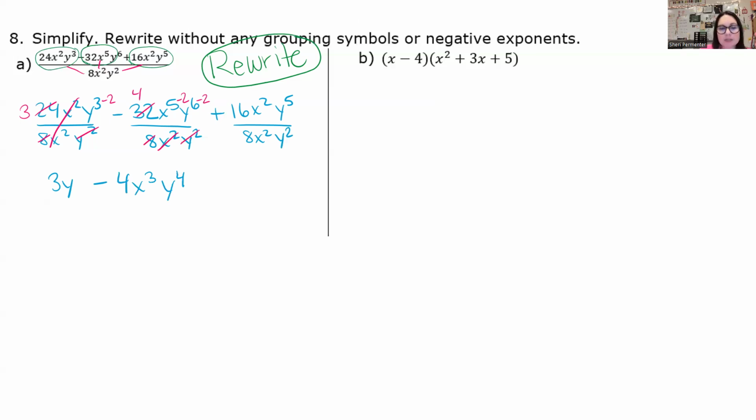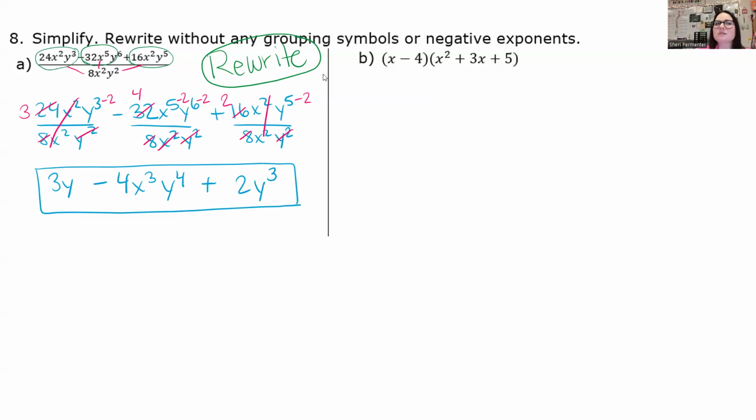Here, it's a positive, so it's going to stay positive. 16 over 8, 2. My x's, what's anything over itself? 1. 5 and 2. Yep, I will subtract 2. So what I'm left with is 2y to the third power. So this is one of those examples of a problem that looks scary, but it's not that bad, really. It looks ugly, but it's not that bad.